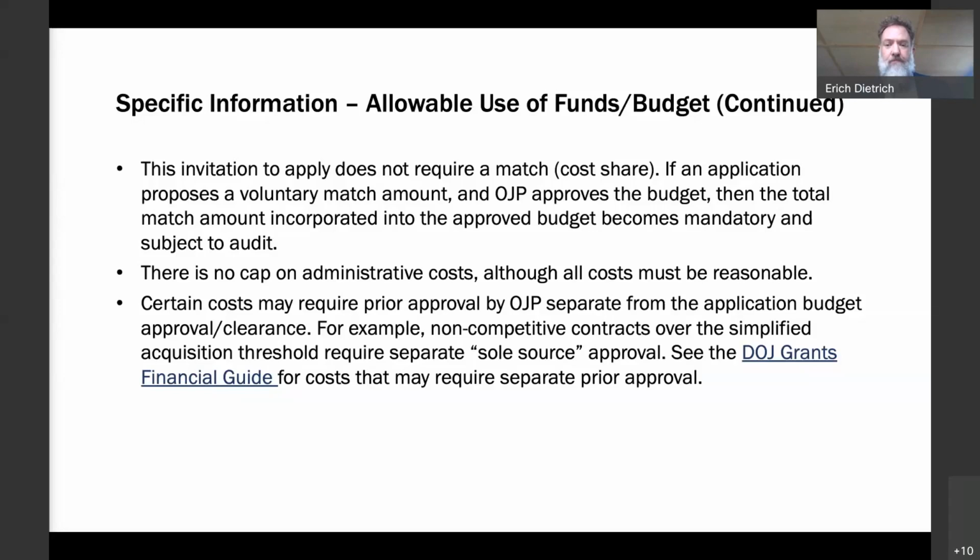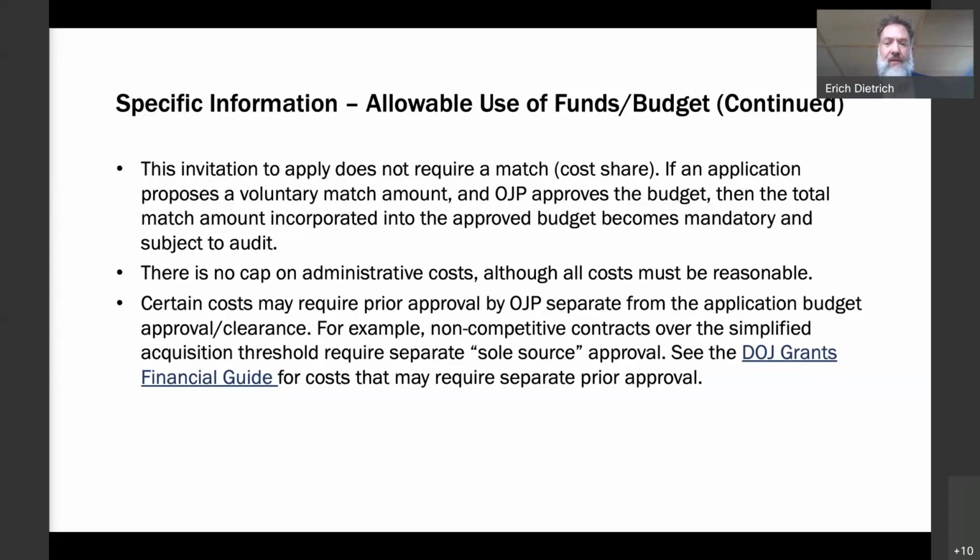We note here there is no cap on administrative costs other than what would be considered reasonable, which I only mention because under the previously mentioned Byrne JAG formula program, there is a specific cap along with other specific cost rules.